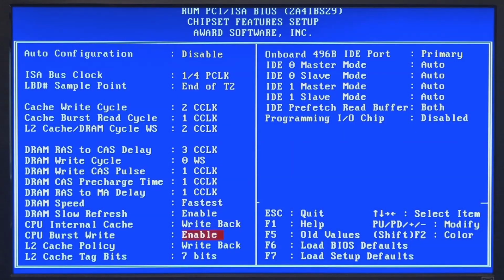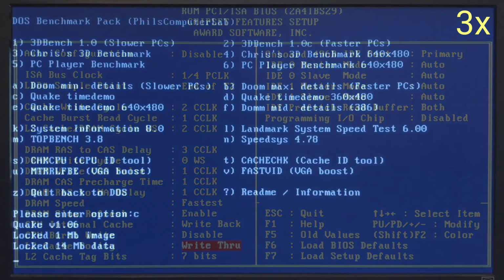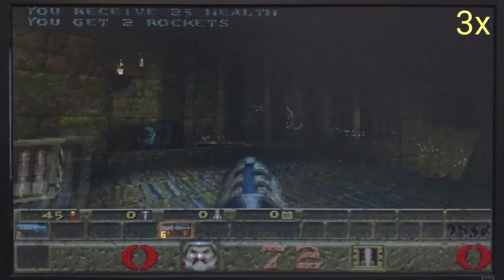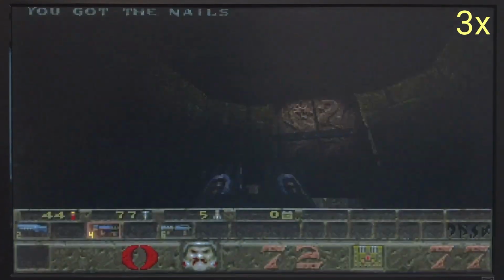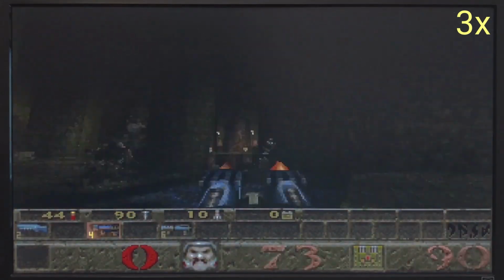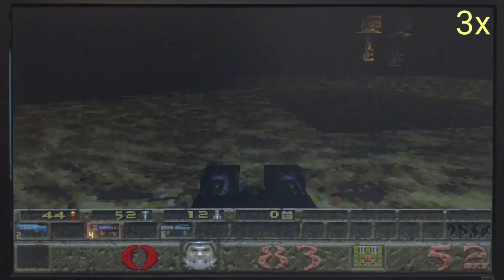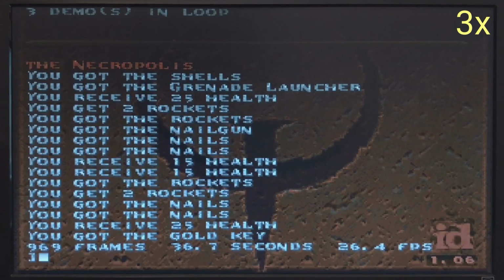Of course now before we run Quake we will change this from write back to write through. So now here we go. And yeah, okay, this is probably the moment everyone was waiting for. And here we have 26.4 frames per second. Yeah, not bad at all. A significant improvement over the 486 machine.